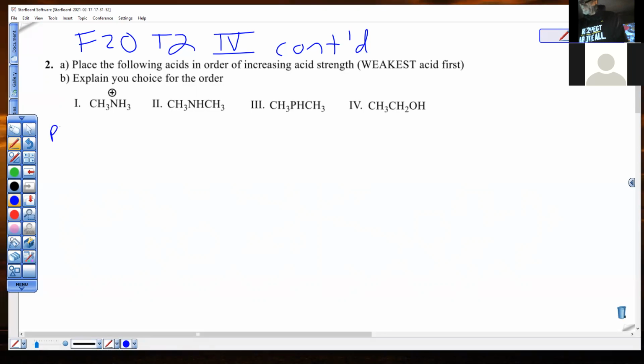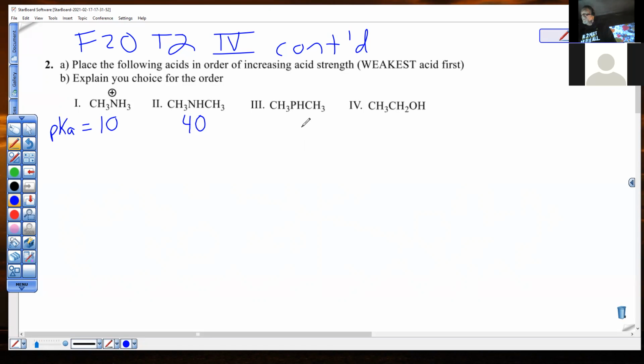pKa's here. 10 for an ammonium. 40 for an amine. They are not even in the same ballpark. When this loses a proton, it becomes a neutral amine, which is really stable. When this loses a proton, it becomes a nitrogen anion, which is not stable at all.